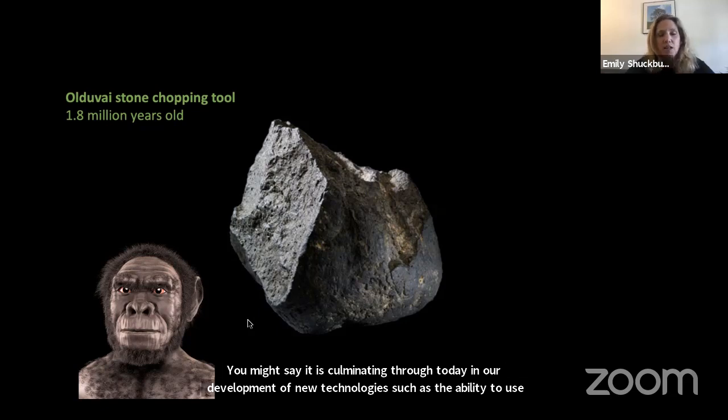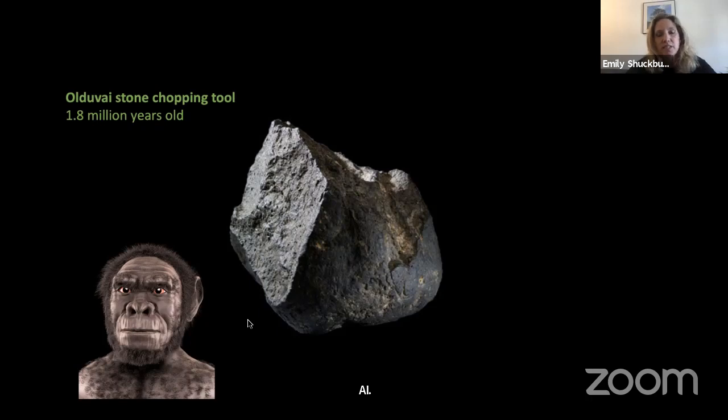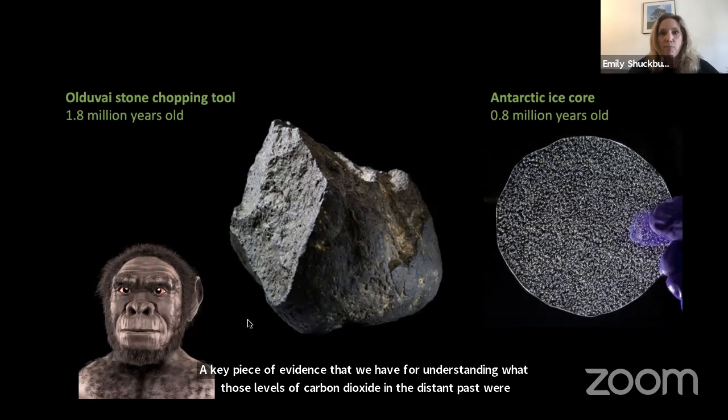But the other reason that I put it up here is because I really wanted to highlight that the carbon dioxide levels that we are breathing in today are higher than they have been at any time throughout this whole period of human history, and indeed for at least 1 million years earlier than this. And you can ask why we know that. One of the key pieces of evidence that we have for understanding what those levels of carbon dioxide in the distant past were are ice cores that are drilled from Antarctica.